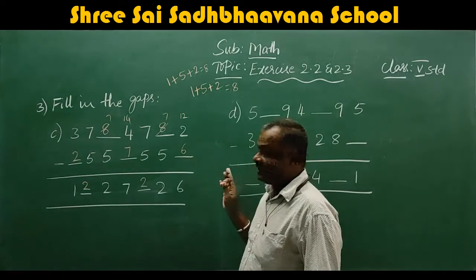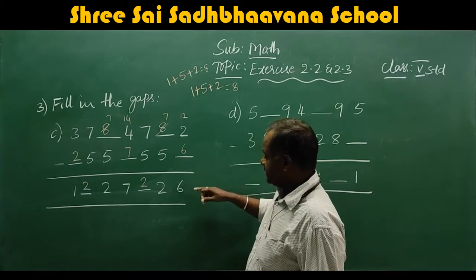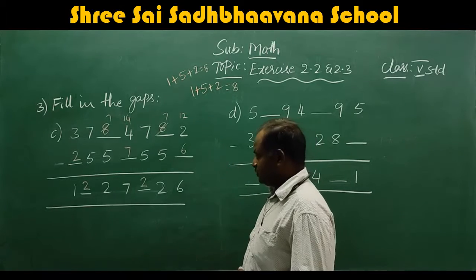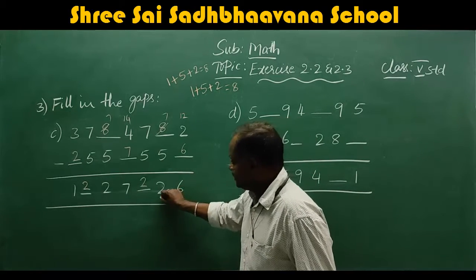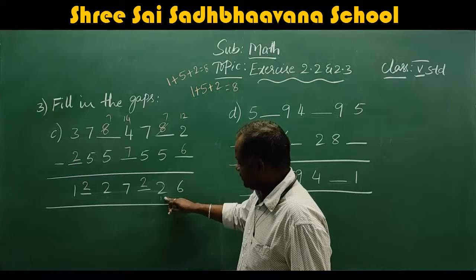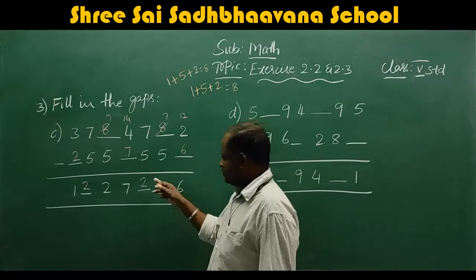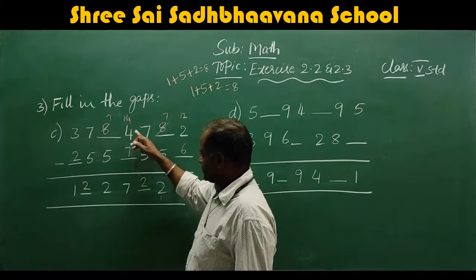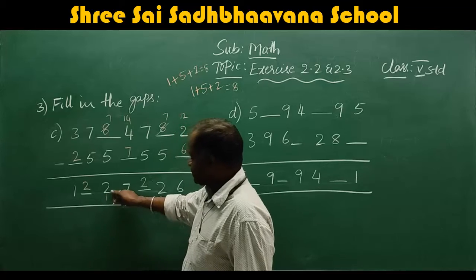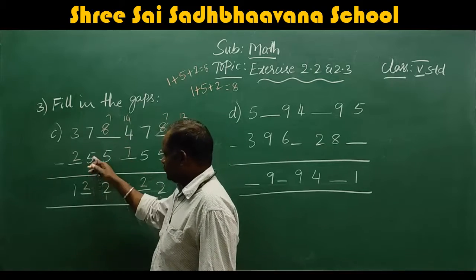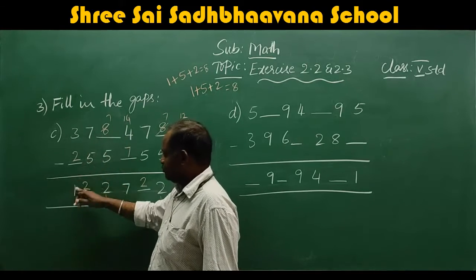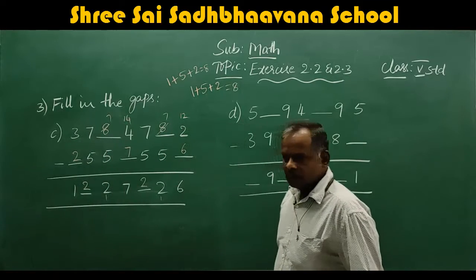The same way we are doing. So once again I am cross checking by adding. 6 plus 6, 12. Carry 1. 5 plus 1, 2 plus 1, 3. 3 plus 5, 8. 2 plus 5, 7. 7 plus 7, 14. Carry 1. 1 plus 2, 3. 3 plus 5, 8. 2 plus 5, 7. 1 plus 2, 3. Okay.